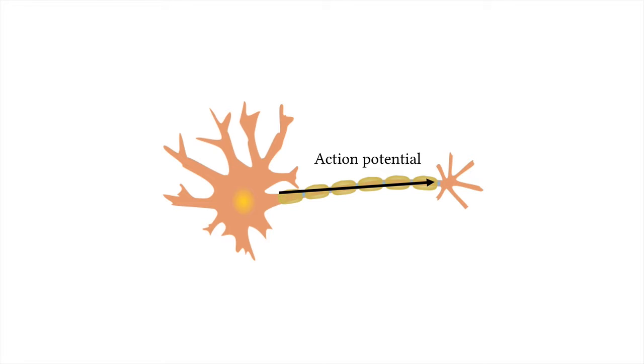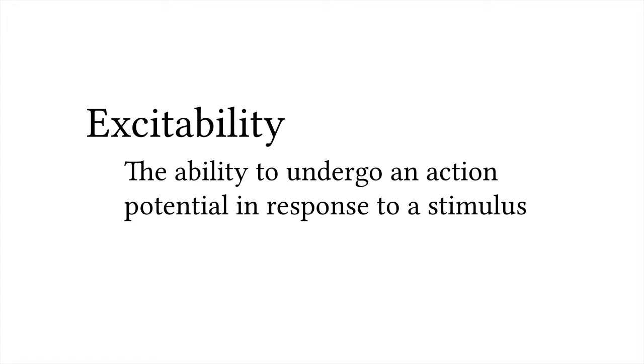Well, there are two types of cells that can detect or send that signal. This has to do with excitability. Excitability is the ability to undergo an action potential in response to a stimulus. Muscle cells and neurons are excitable cells. And though neurons are excitable cells, neuroglia aren't.